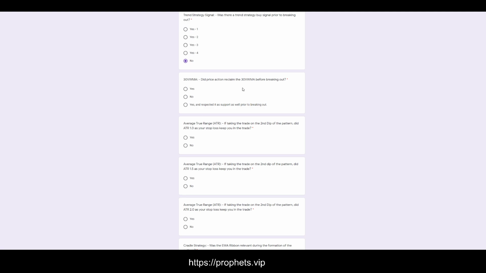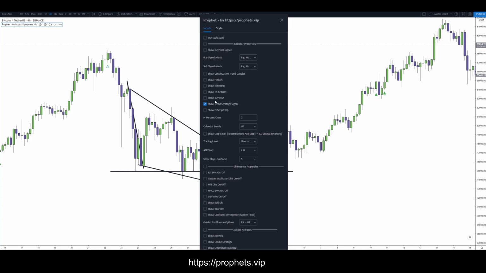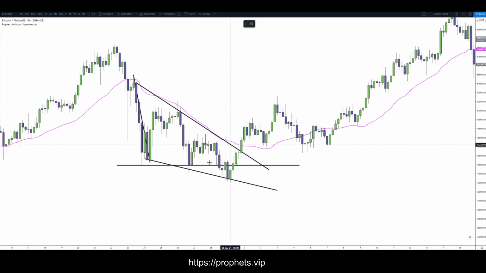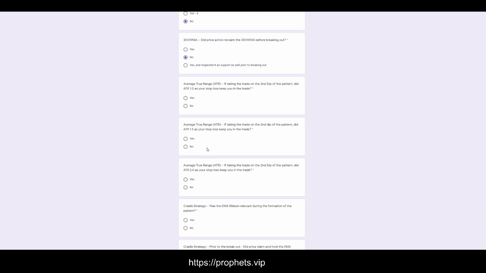Did price action reclaim the 30 VWMA before breaking out, right? So if you guys aren't aware or you're new to this, again, the 30 VWMA is something that I use in a lot of my stuff for confluence. You can see here, let's look at the power of this thing, right? It's absolutely great. But however, we didn't reclaim it until we actually had broken out and taken off. So again, this one here is not relevant either. So what we found was very strong with the ascending triangles is not that strong with the falling wedge.